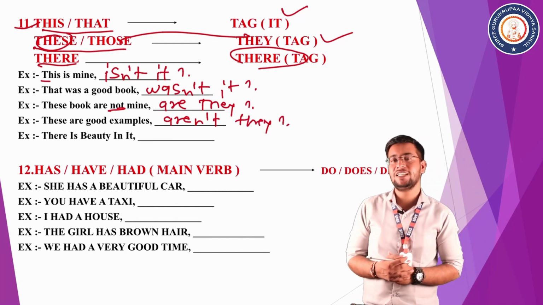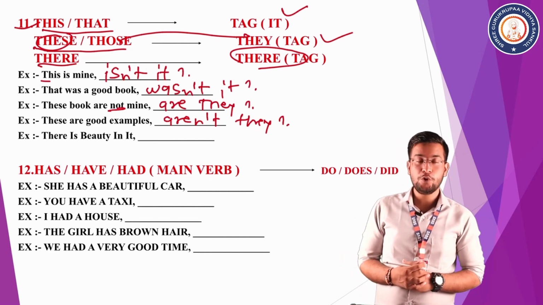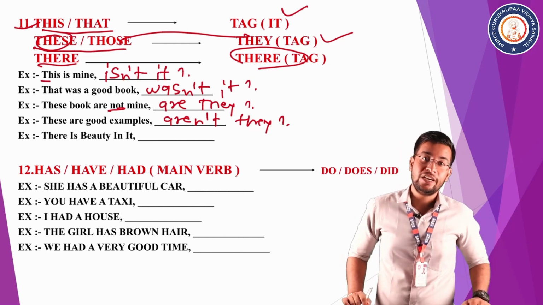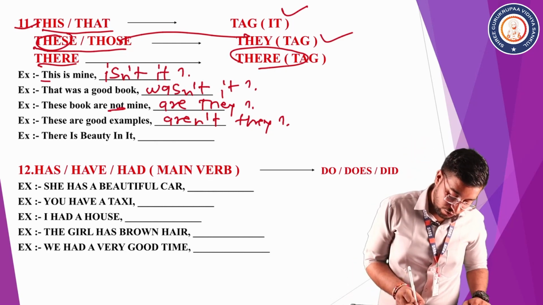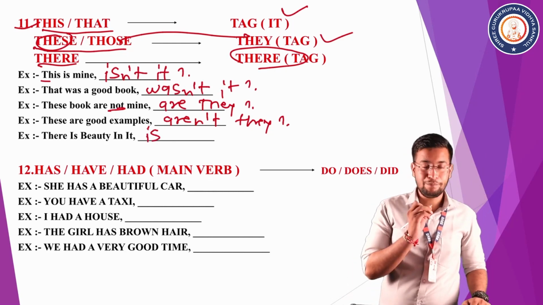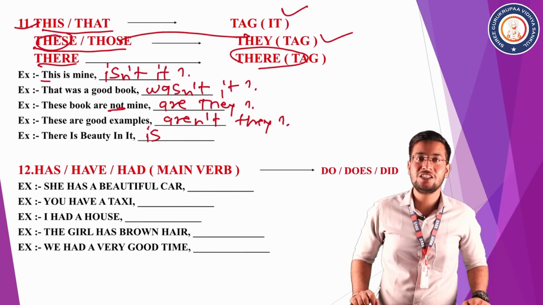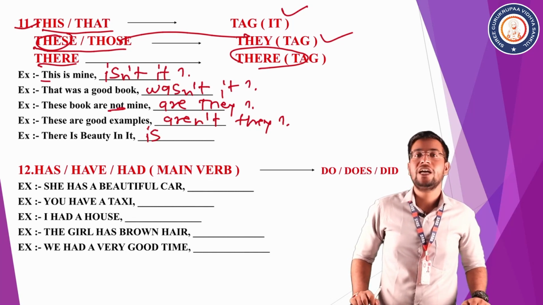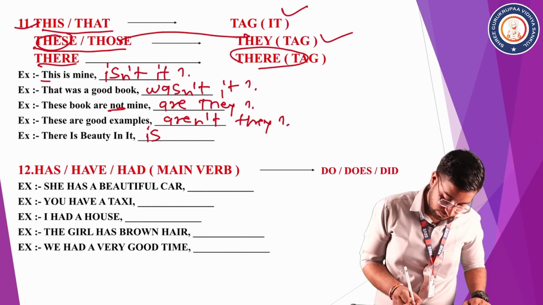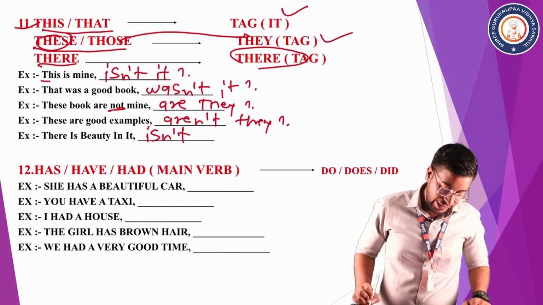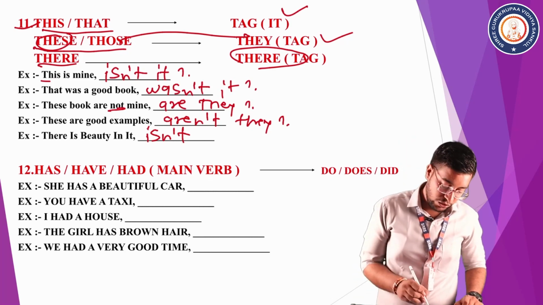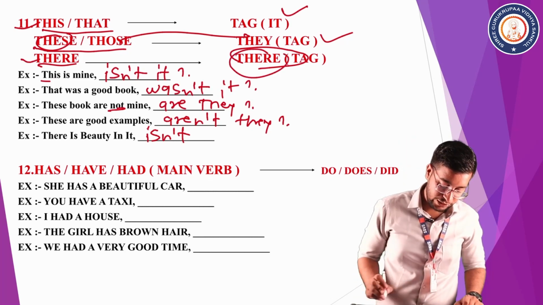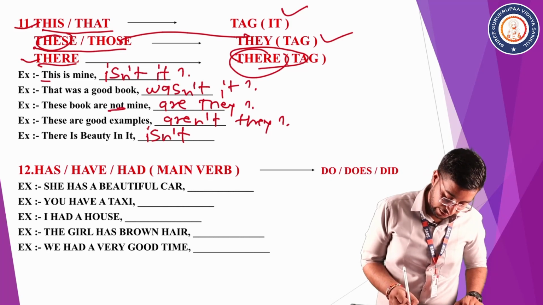Now let's look at the last example. There is beauty in it. So what is our helping verb here? Yes, is is our helping verb here. And because this is an affirmative sentence, we will make it negative and we will write isn't. And the statement is beginning with there, so there remains there only. So we will write isn't there.